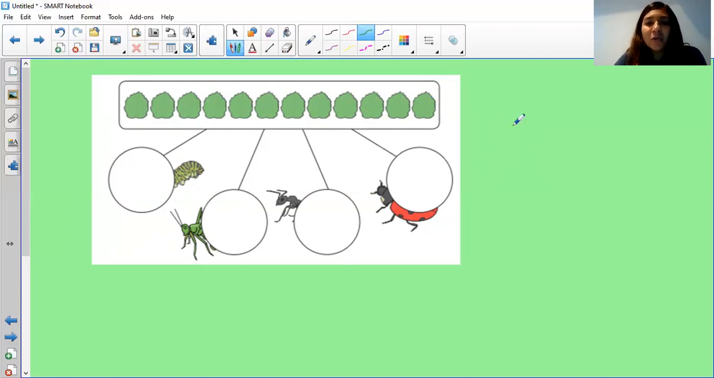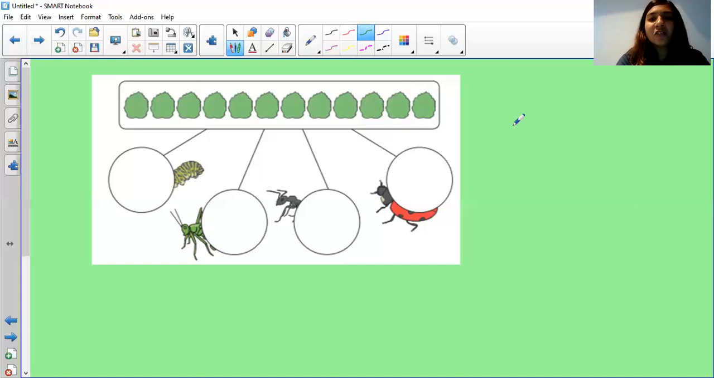Right, can you pause the video now and share 12 objects or leaves between 4 insects? So that just means 4 equal groups. Let me say that again. Can you share 12 objects between 4 equal groups, please? You can pause the video and do that now.